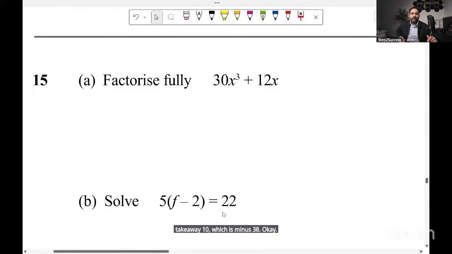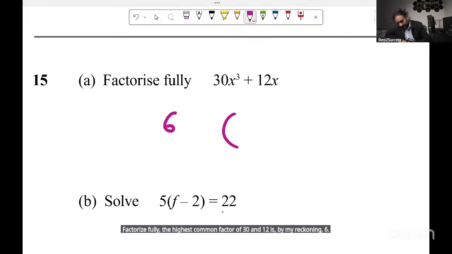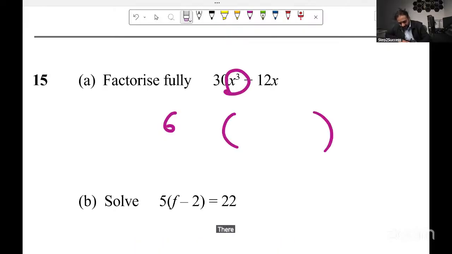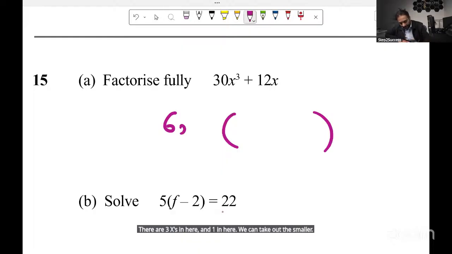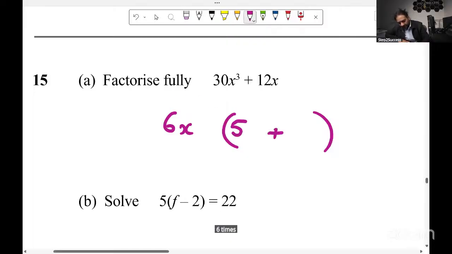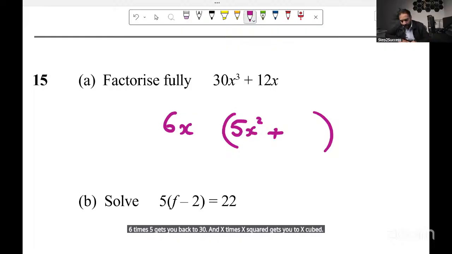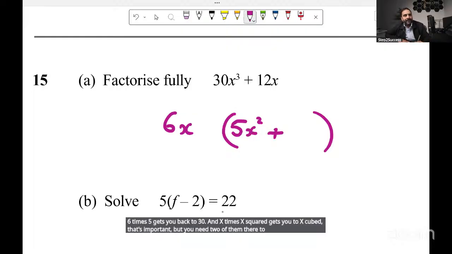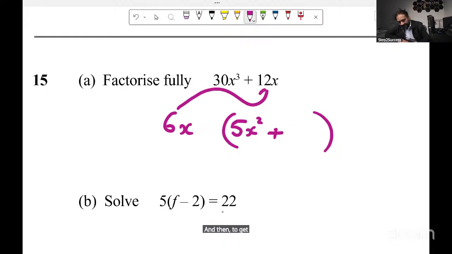Factorize fully. The highest common factor of 30 and 12 is, by my reckoning, 6. There are 3 x's in here and 1 in here. We can take out the smaller amount, so 1. We then need to put in here what gets us back to where we were. 6 times 5 gets you back to 30, and x times x squared gets you to x cubed. That's important, you need 2 of them there to get back to the 3 that we had. And then to get from 6x to 12x, we need to times by 2. And that's it.